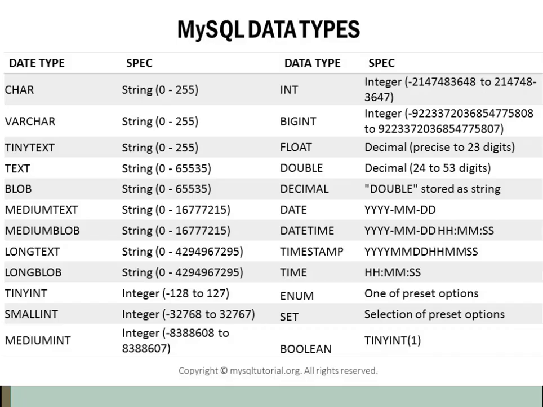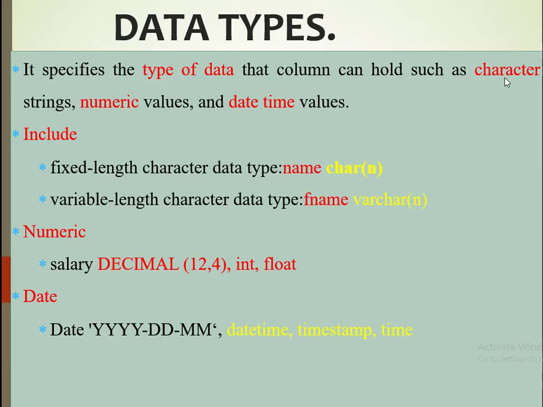The data types normally specify the type of data that can be accommodated within a given column. The type of data will include something like a character string. For example, the name of a person, the name of a town, the name of a city, a country, etc.